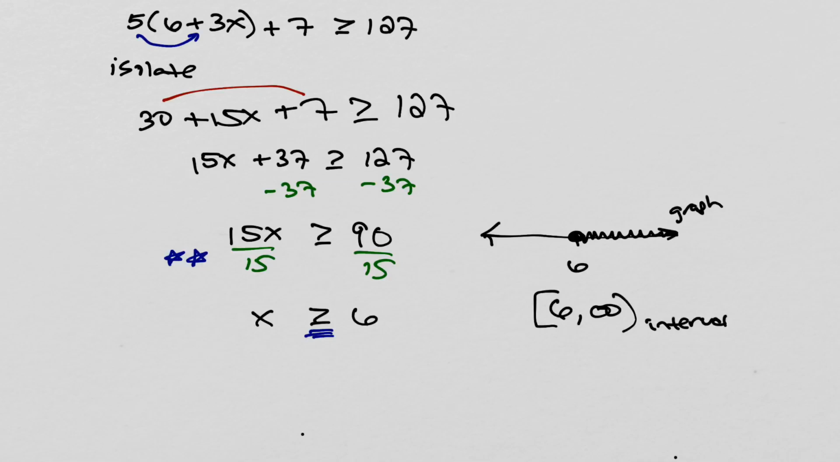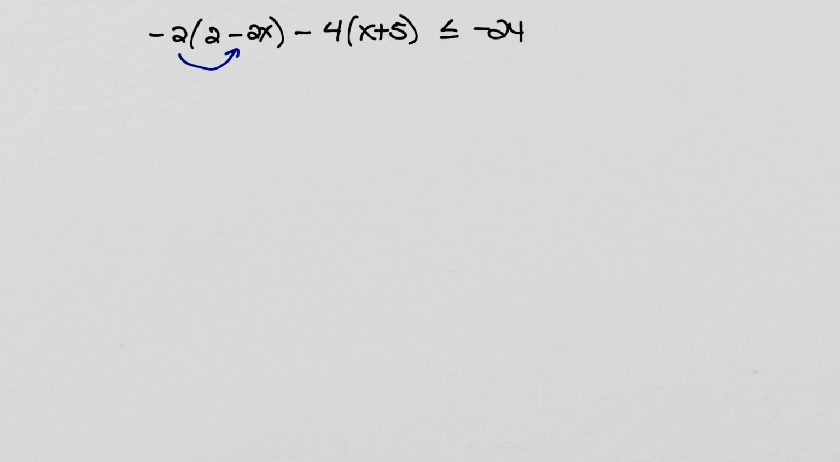Let's try one more of these, and we'll move on to the multivariable ones. Take a gander towards this one. Okay, so let's isolate the x by, first of all, distributing everything through here. Let's take this negative 2 times all this, and then the negative 4 times all that, and that will give me a negative 4, a positive 4x, a negative 4x, and a negative 20 is less than or equal to negative 24.